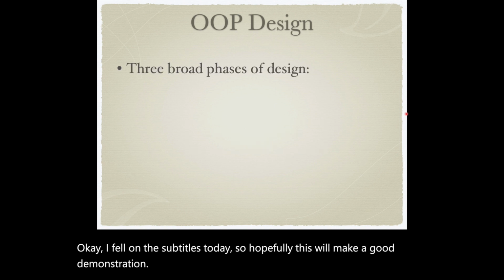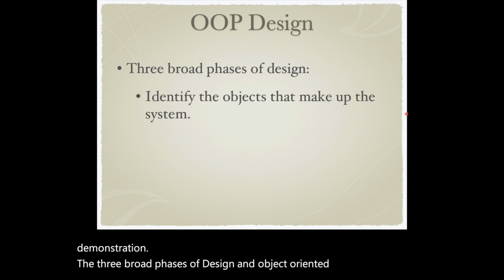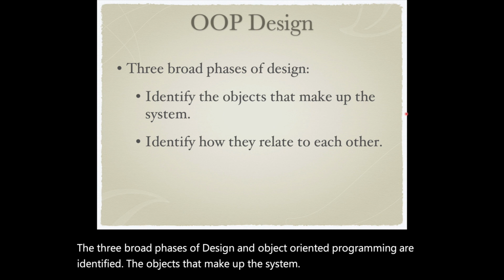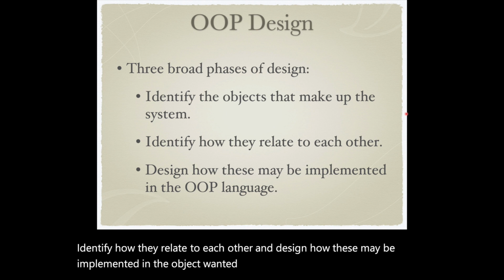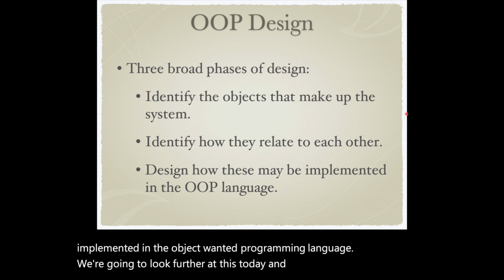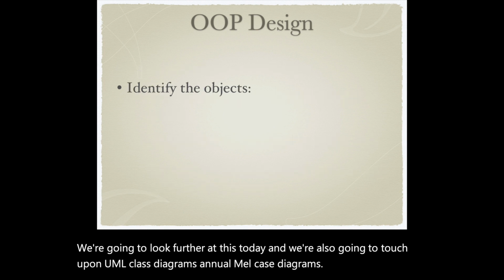The three broad phases of design in object-oriented programming are: identify the objects that make up the system, identify how they relate to each other, and design how these may be implemented in the object-oriented programming language. We're going to look further at this today, and we're also going to touch upon UML class diagrams and UML use case diagrams.